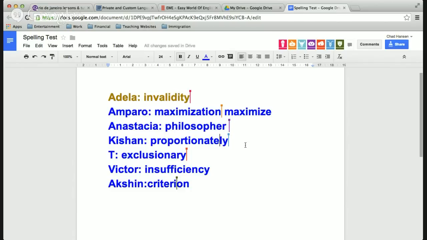Okay, let's go to T. All right, T, let's see here. T, your word is schematically. Schematically.